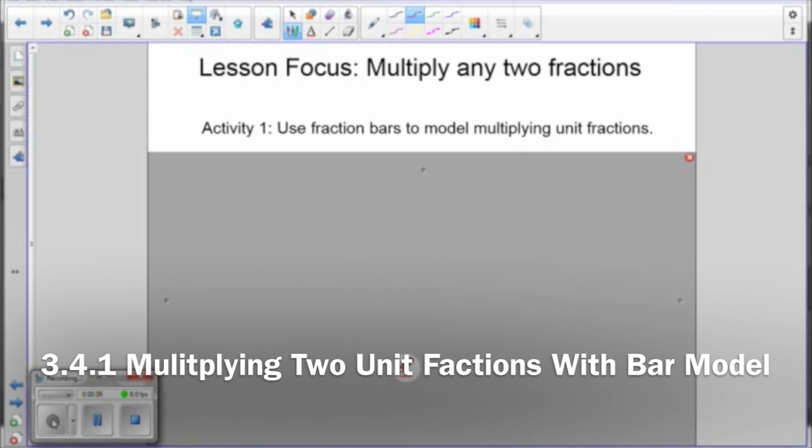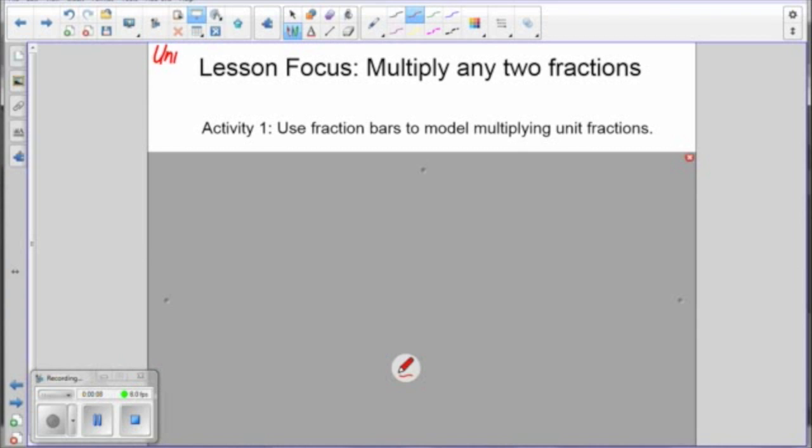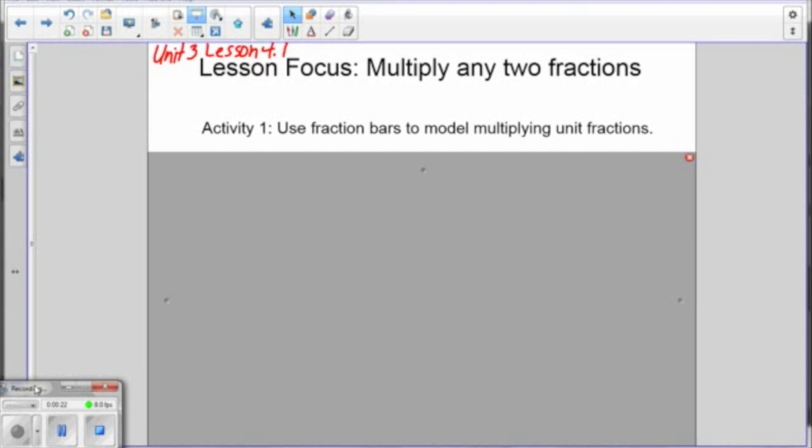Tonight we are doing Unit 3, Lesson 4.1. We're going to break this lesson into two pieces tonight to make it a little easier to digest. So our focus is multiplying any two fractions, and we're going to break it down to give you two different methods to do that. Tonight we're going to focus on using fraction bars to model multiplying unit fractions.